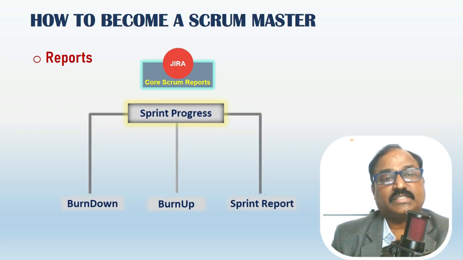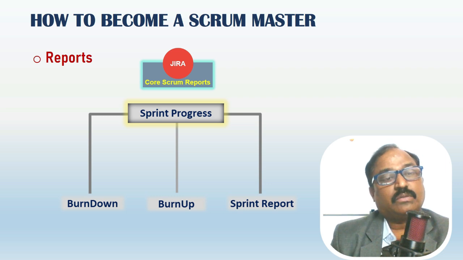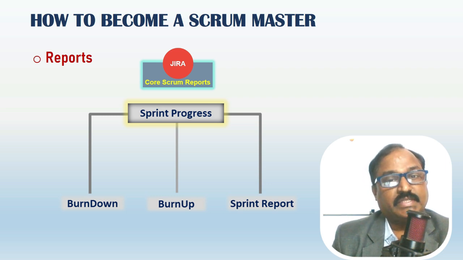Burn down tracks the total work remaining against the time left. It predicts the sprint completion goal. A gradual, steady, downward slope indicates healthy progress, but a flat line signals blockers. So we should act accordingly. Burn up shows work completed compared to the total scope of the sprint. This helps to understand the team's progress towards the finish line.